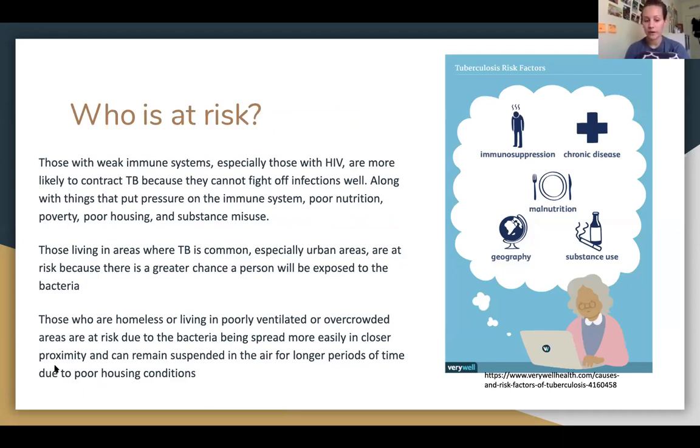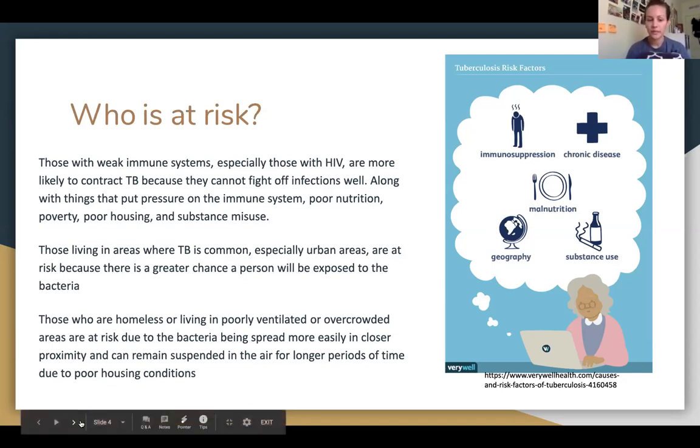People who are most at risk for contracting tuberculosis are those with weak immune systems, especially those with HIV. This is because they cannot fight off the infection well because of their low immune system. Other factors could include poor nutrition, poverty, poor housing, substance abuse, which all impact the immune system and can make it harder to fight off the bacteria. Also, if you're living in an area where TB is more common, especially urban areas, you would be considered more at risk simply because there's a greater chance that you'll be exposed to the bacteria.